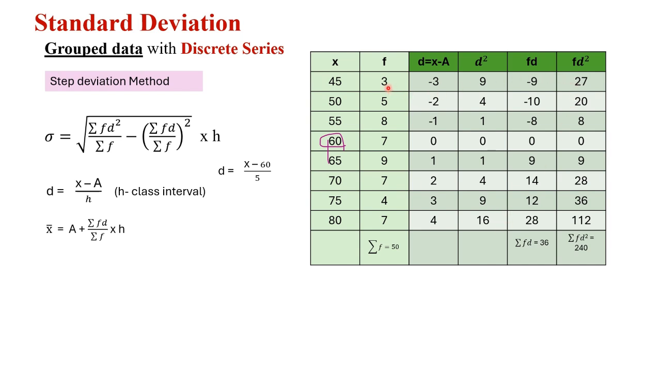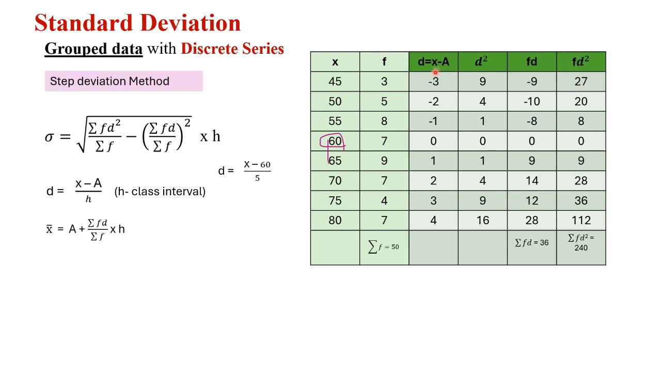Find fd. 3 times minus 3 is equal to minus 9, 5 times minus 2 is equal to minus 10, 8 times minus 1 is equal to minus 8, 7 times 0 is 0, 9 times 1 is 9, 7 times 2 is 14, 4 times 3 is 12 and 7 times 4 is 28. Total is 36.